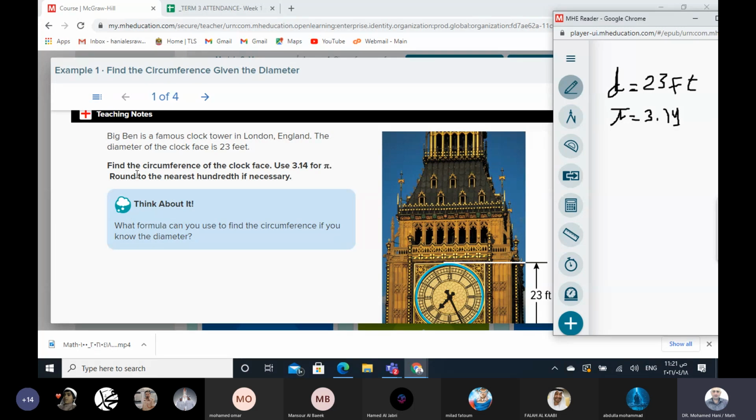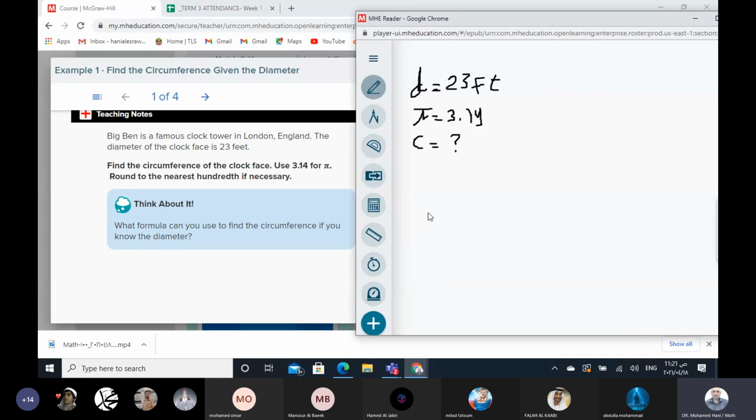What is required? Find the circumference. The circumference is the missing value here. How to find the circumference? The first step is to write the formula. Here I have the diameter, so I write the first formula: C equals pi times D.